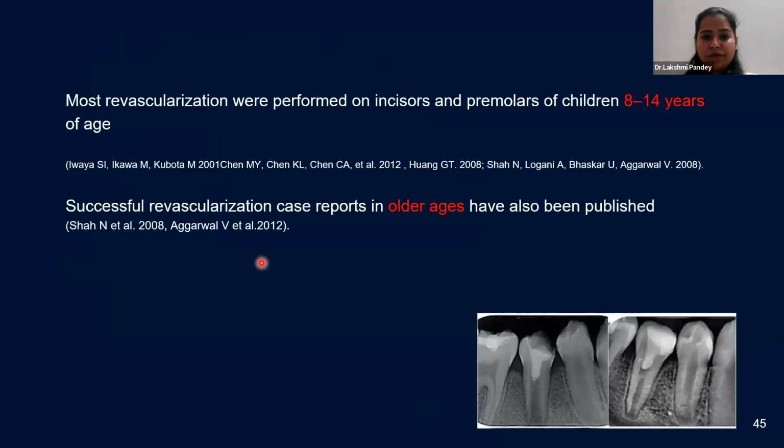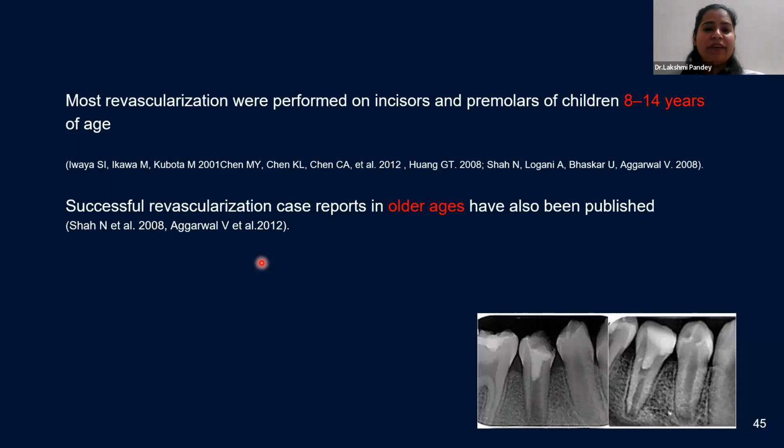Most revascularization was performed on incisors and premolars, mostly at 8 to 14 years of age. So the initial age plays a very important role. As you go further, the success is very controversial. You know what happened when I started reading about revascularization? There were a lot of articles. What they were mentioning is that age doesn't hamper the revascularization or regeneration.